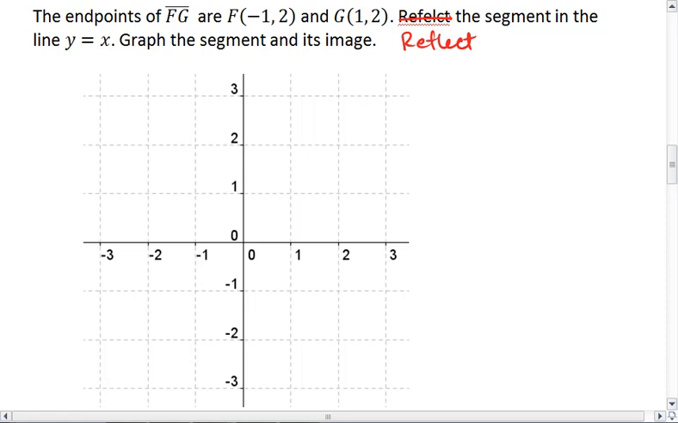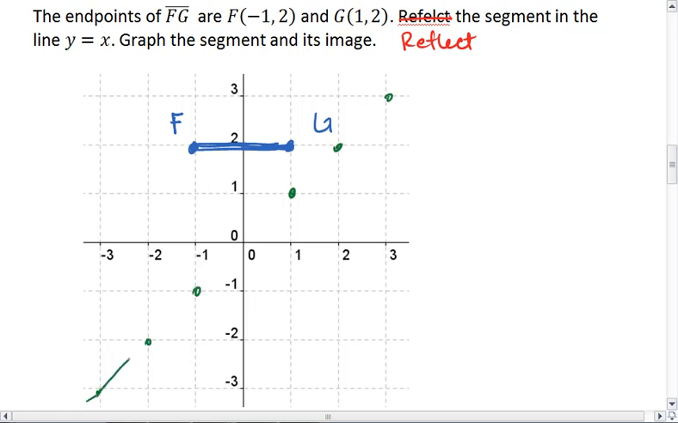First things first, I want to plot my points. I get F at -1, 2 and G at 1, 2. There's my line segment. I'm told to reflect this in the line of symmetry of y equals x.